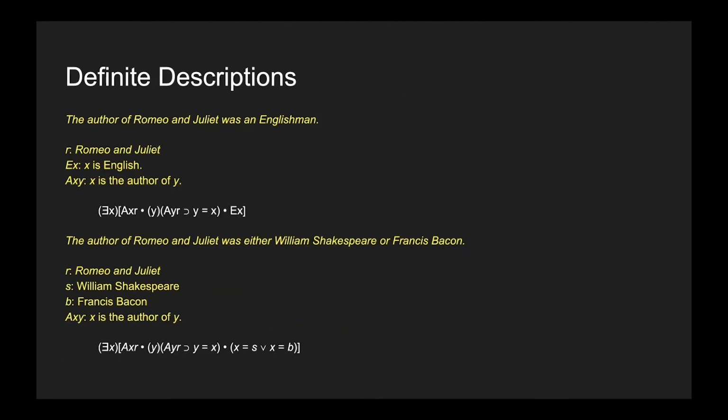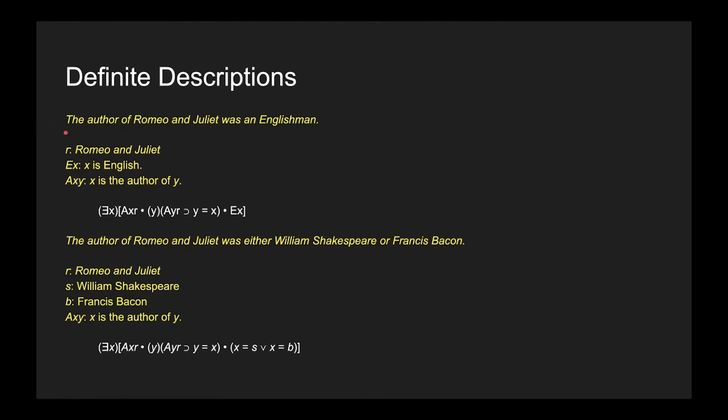Your textbook also covers definite descriptions. Definite descriptions in English are descriptions of a particular person, a particular object, a particular thing, where that person isn't named by name, or that object isn't described by name, but it's given a type of description. So look at this first example. The author of Romeo and Juliet was an Englishman.